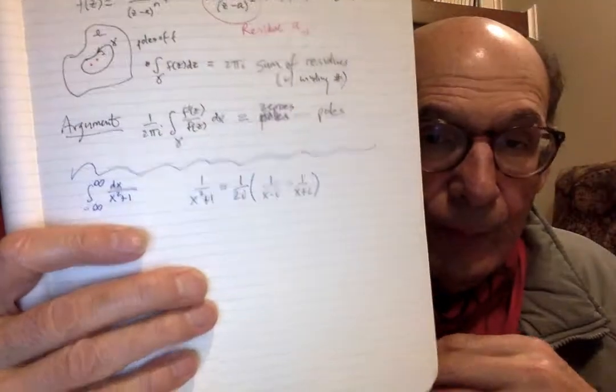Now, when you look at it from the real perspective, you go, what? There aren't any poles? x squared plus 1 is never 0? Well, it's never 0 on the real line, but it is 0 in the complex numbers. And of course, everything has a 0 in the complex numbers. That's the fundamental theorem of algebra. And so we're going to look at these poles. Well, actually, we only need to look at one of them.